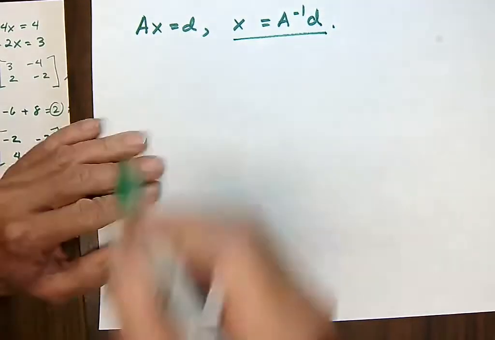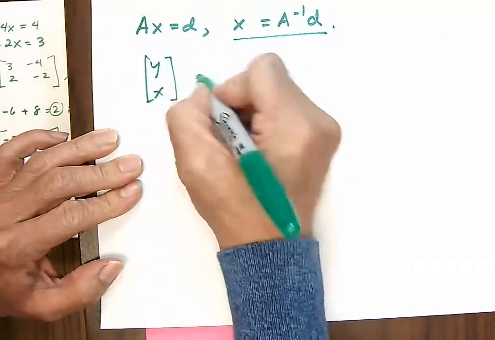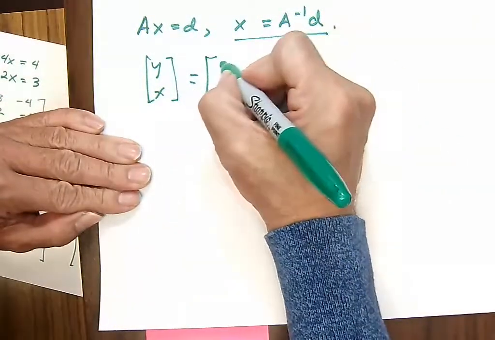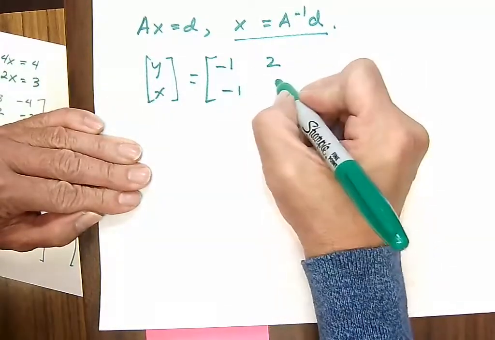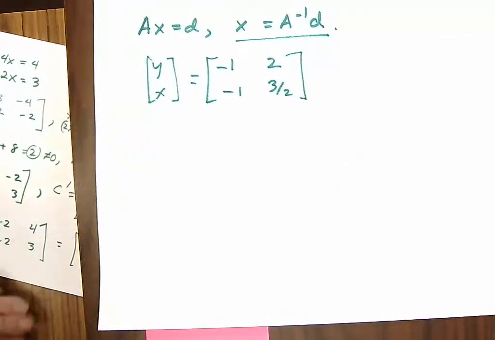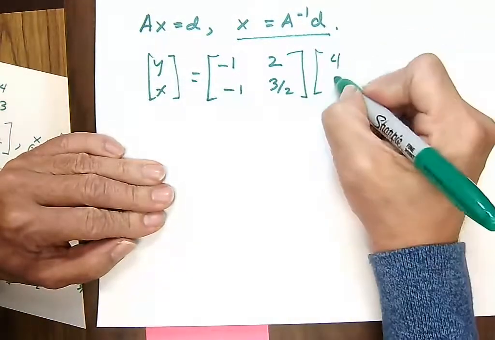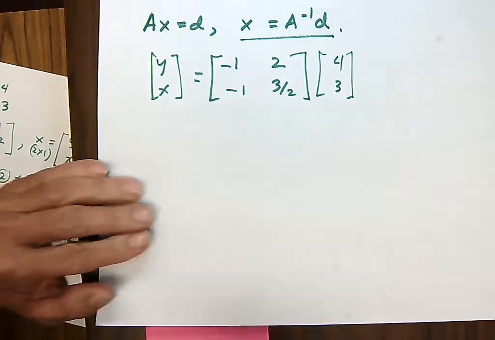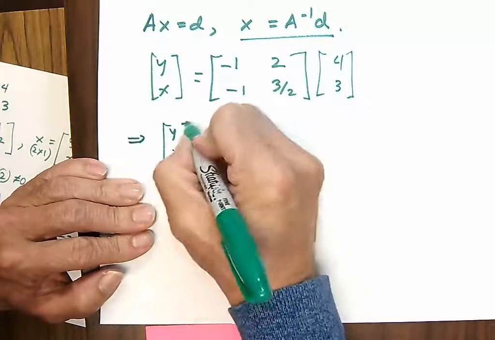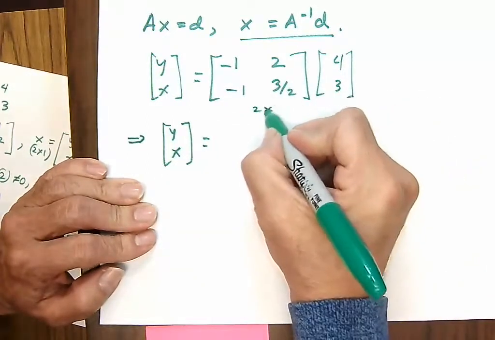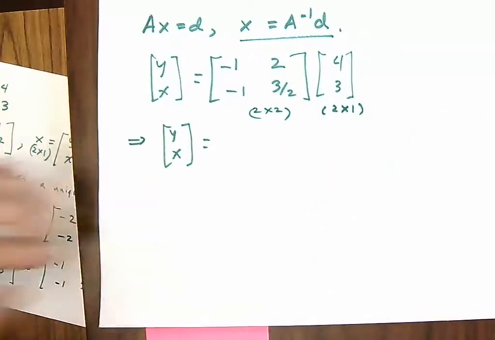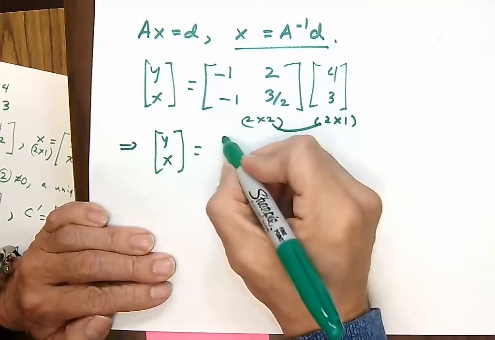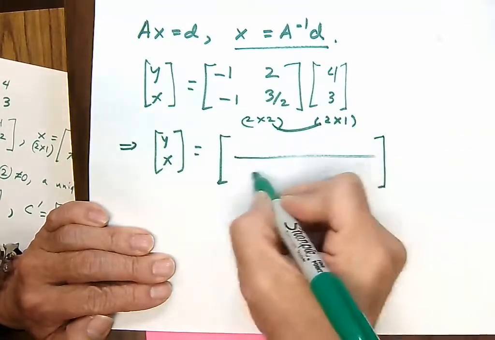The X variable matrix was y, x, a 2 by 1 X variable matrix. The inverse of A we just solved for, which contained the elements minus 1, 2, minus 1, and 3 halves. And the D matrix of constant terms was 4 and 3, a 2 by 1 column vector. Okay, so let's perform these matrix operations. This implies that the X variable matrix is equal to a 2 by 2 times a 2 by 1. So those matrices are conformable for matrix multiplication. It will result in a new matrix, which is of dimension 2 by 1, 2 rows, 1 column.